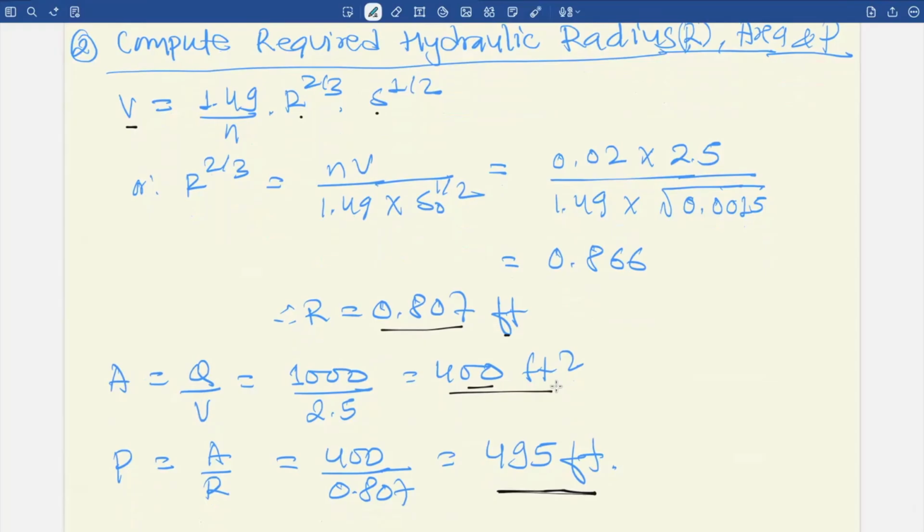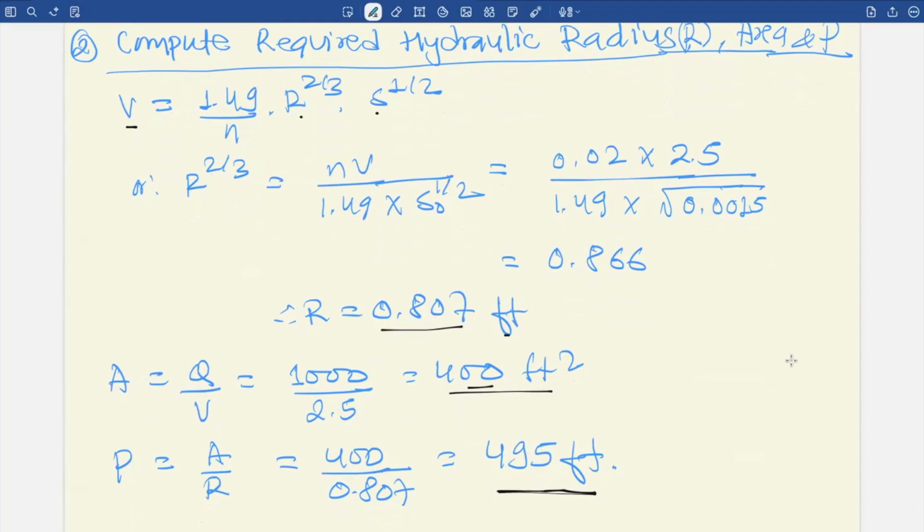From that we have area as 400 square feet, and for wetted perimeter it will be A by R. So since we just computed R, our wetted perimeter will be 495 feet.